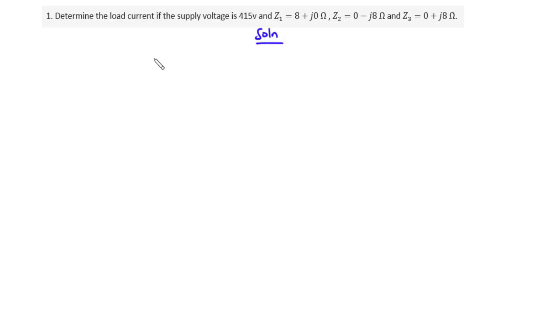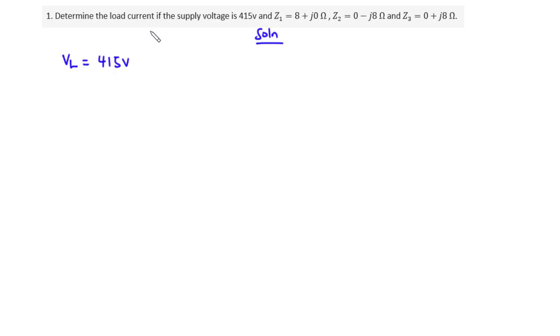So in the question, we are given the supply voltage to be 415 volts. Now the supply voltage is the same as the line voltage, and that is giving us 415 volts. And then we are asked to find the load current in this particular circuit. Now the load current happens to be the current in the neutral line, or better still, the neutral current.